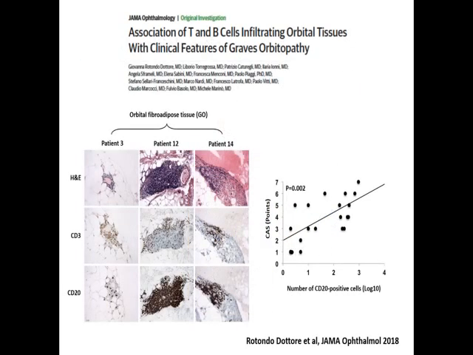Thus, B cells are present in the orbital infiltrate of GO patients, and their number correlates with the clinical activity score, suggesting that they play a role in the pathogenesis of the disease, and which has posed the basis for investigating whether rituximab can have any effects in patients with GO.